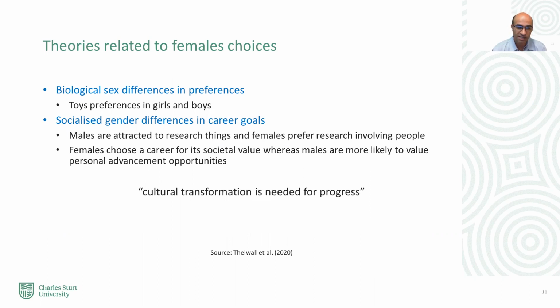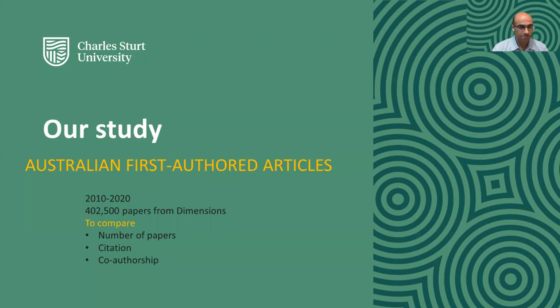But one thing is clear: apart from trying to change policies and so on to increase the number and representation in science, there is a need for cultural transformation, because people say it's not just about the number, it's about the attitude, perceptions and behavior and so on. So that masculine culture that might be in academic environment. So that was a review of the past studies.